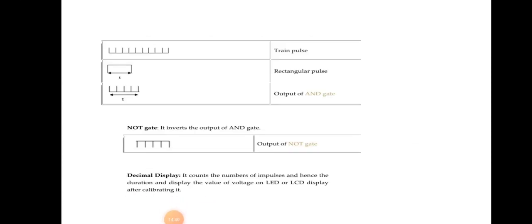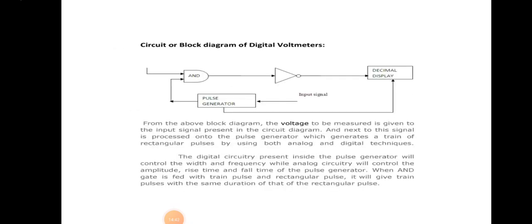Okay, so we have seen the circuit or block diagram where the input is given to the pulse generator having two parts, analog circuitry and digital circuitry, which gives the rectangular pulse as the input to the AND gate. When both the inputs are high, only then will the AND gate pass high to the NOT gate. The output of the AND gate is given to the NOT gate, which inverts it, and finally it goes to the decimal display.